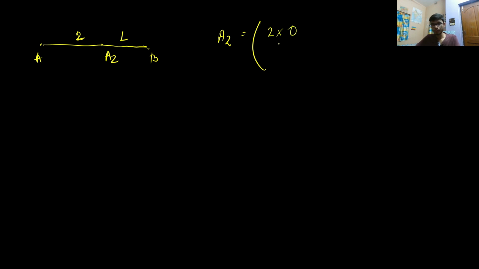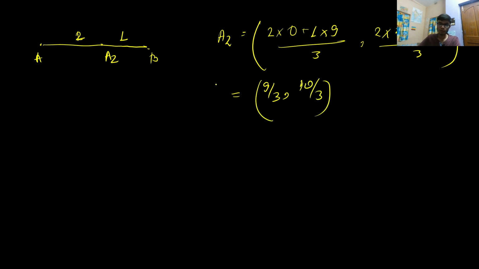In a similar fashion, to solve for the point A2, on the line segment AB, the point A2 divides the segment in the ratio 2:1. Therefore, A2 is equal to (2 into 0 plus 1 into 9) by 3, comma, (2 into the y coordinate of point B, that is 5, plus 1 into 0) by 3. This gives the coordinate of point A2 as 9 by 3, comma 10 by 3.